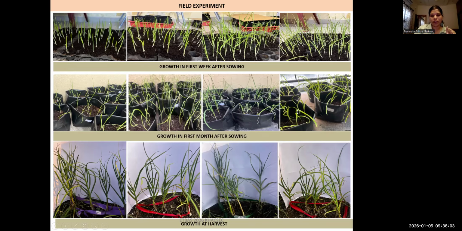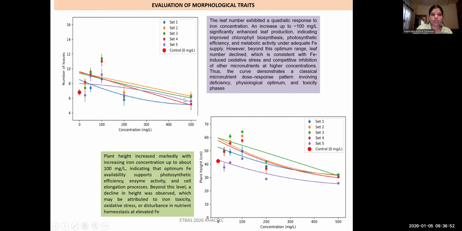This is the evaluation data, where we can see I have plotted a graph of number of leaves versus concentration. What you can see here is that for the first 3 sets, the data shows enhanced leaf production, indicating chlorophyll biosynthesis, photosynthetic efficiency, and metabolic activity. Further, for set 4 and 5, we can see that this performance has reduced. The red marked pointer shows the control, which is 0 mg per liter.